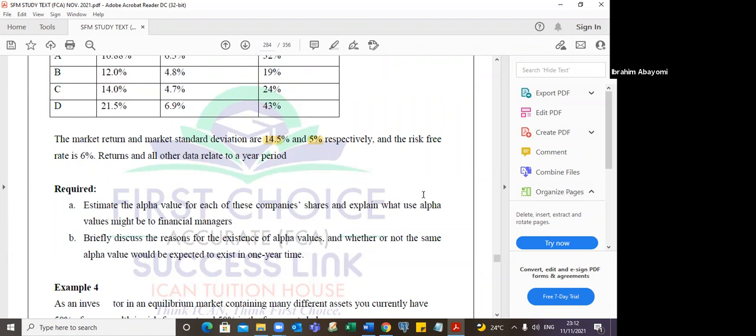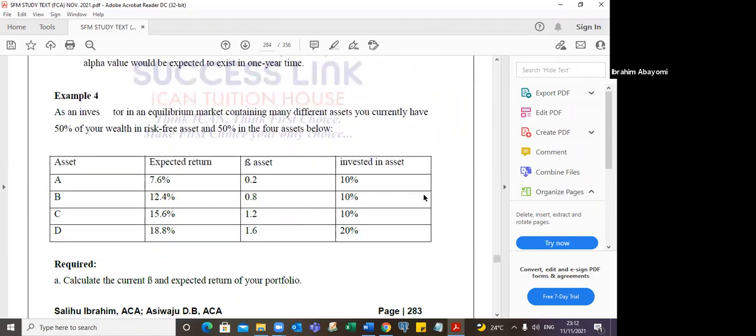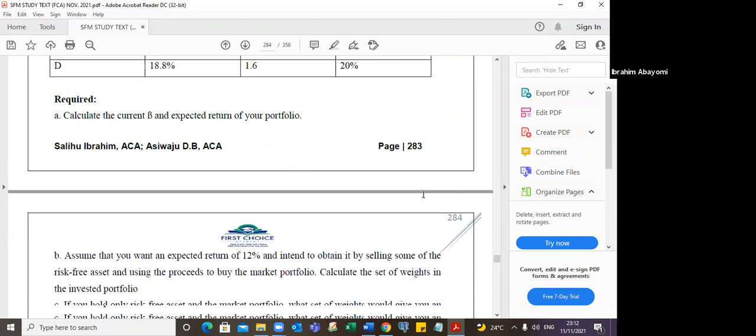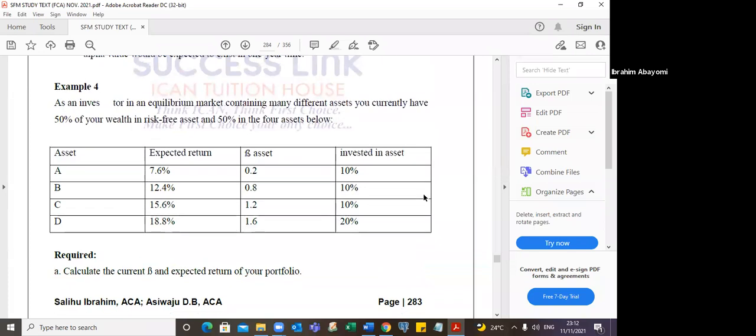Alpha value exists for shares or securities in a company, in a market that is not efficient.